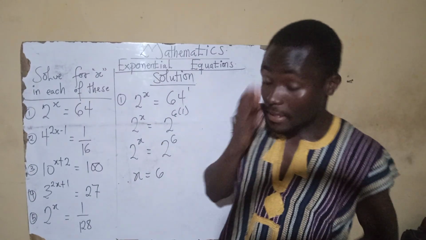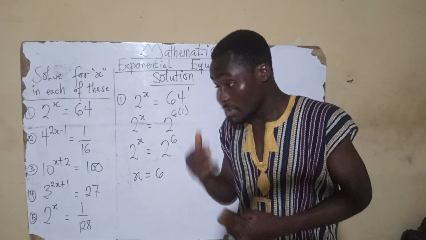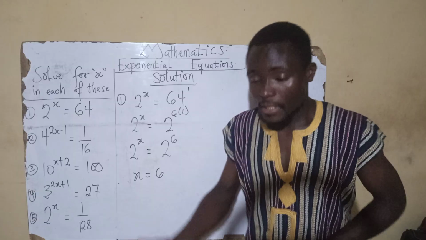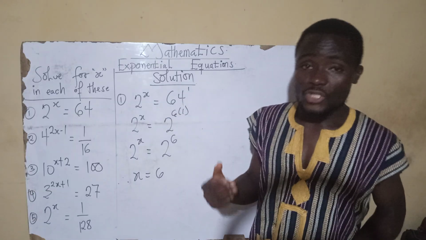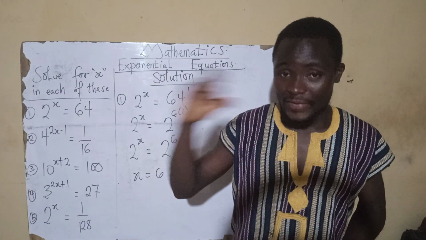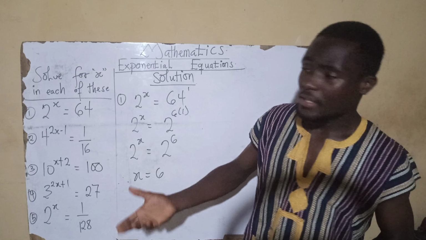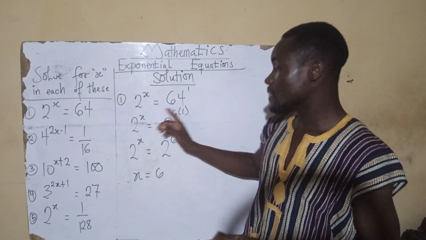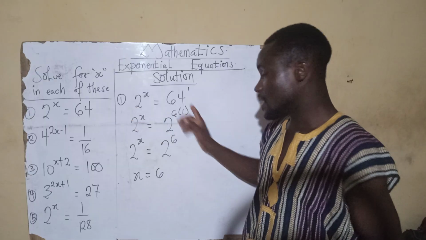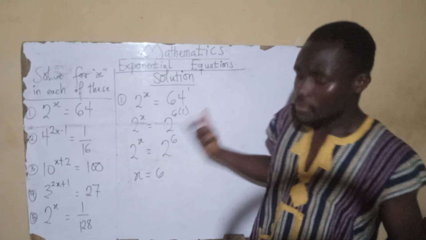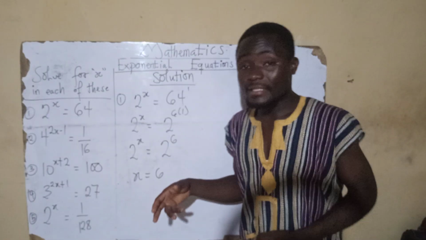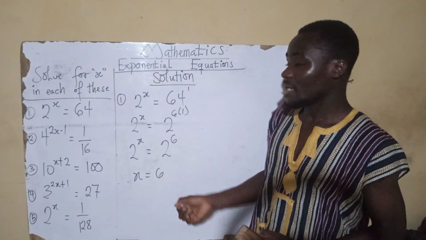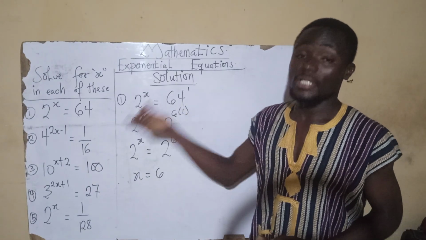Now quickly, let's dive into the next question. Remember, we said that for you to be able to solve problems like this, always make sure that the bases are the same. Someone may ask, why did we convert the 64 to base 2, but not the 2 to base 64? You see, it is easier to convert the larger base into a smaller base. Are you getting me? That's why we converted 64 to base 2.